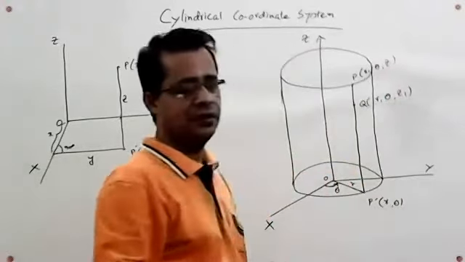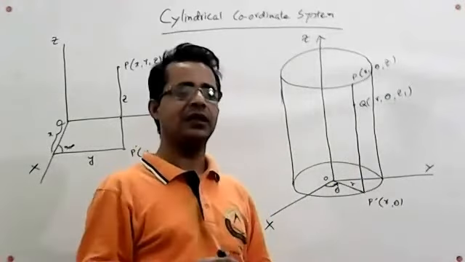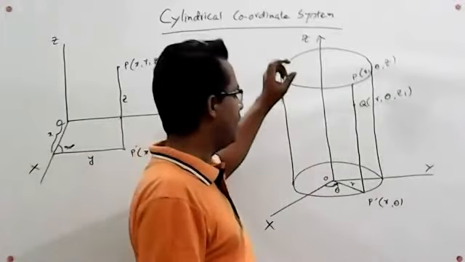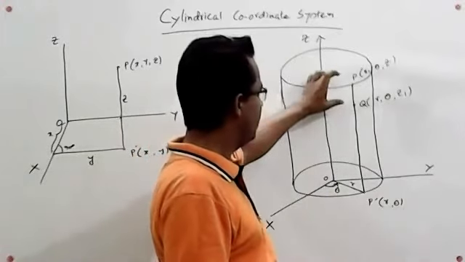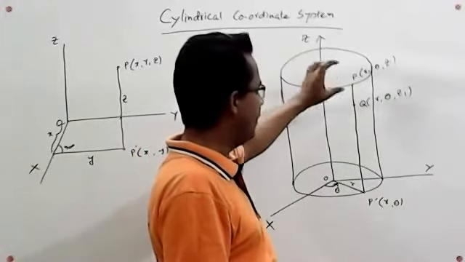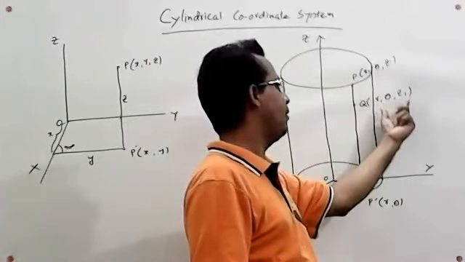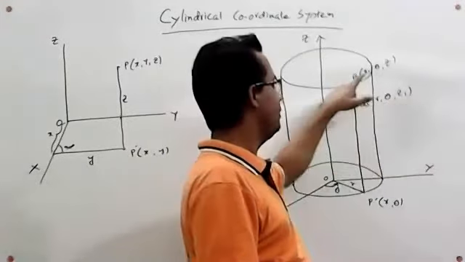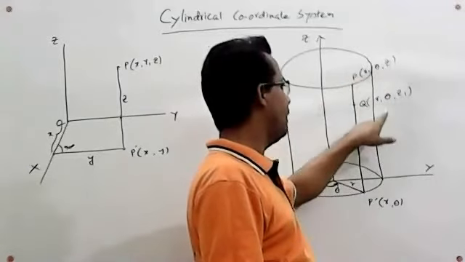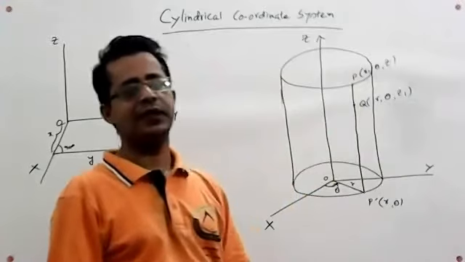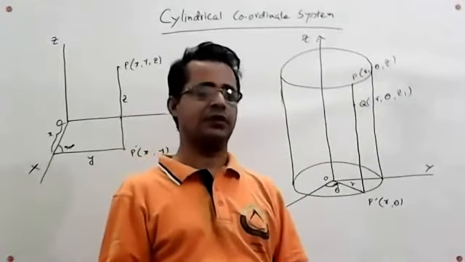So if we proceed in this way, then we will be able to express, denote, locate, or identify two different points by two different coordinates. One is r, theta, z and one is r, theta, z1. These two are different identities of these two points.